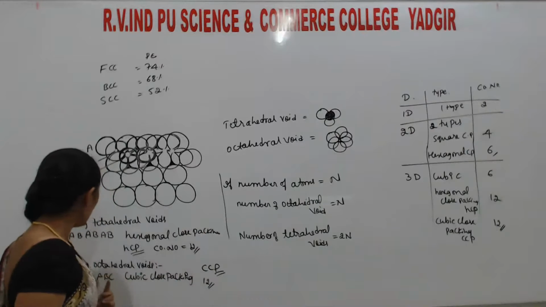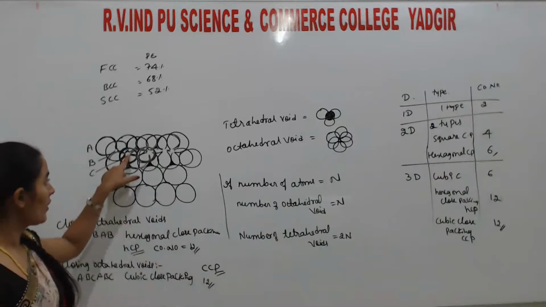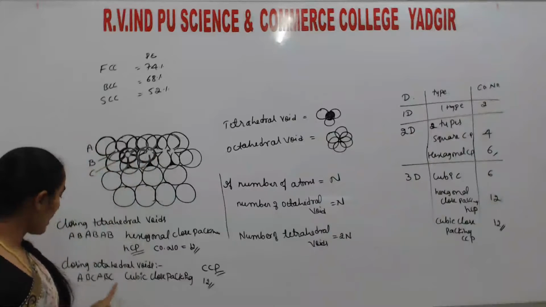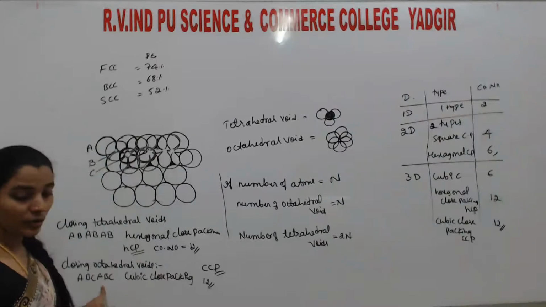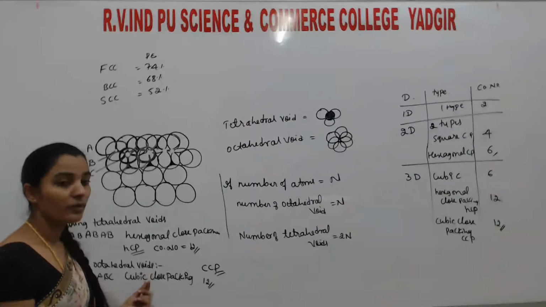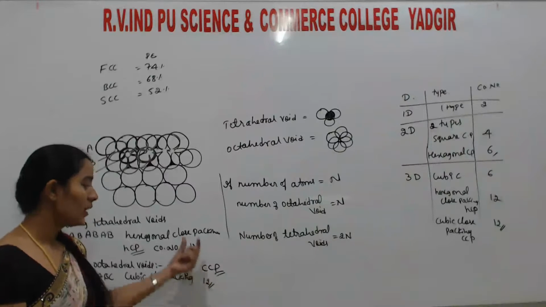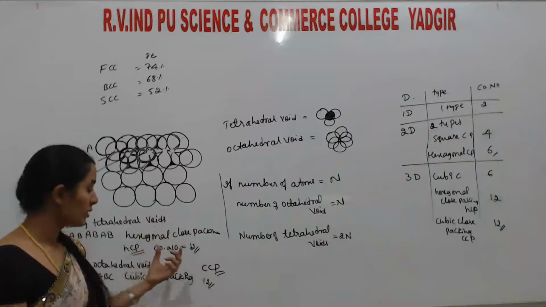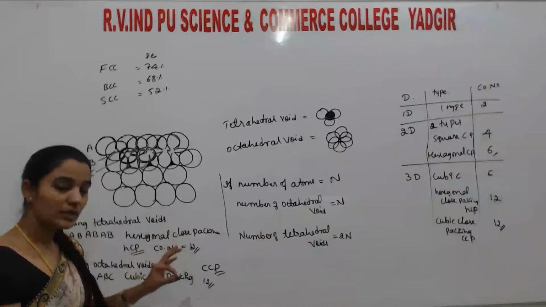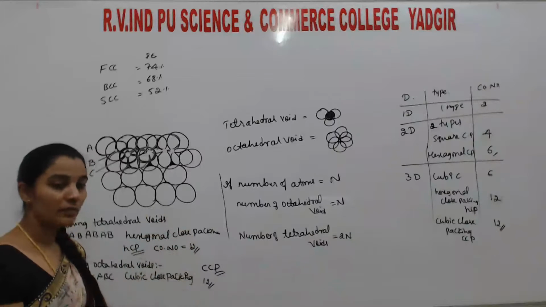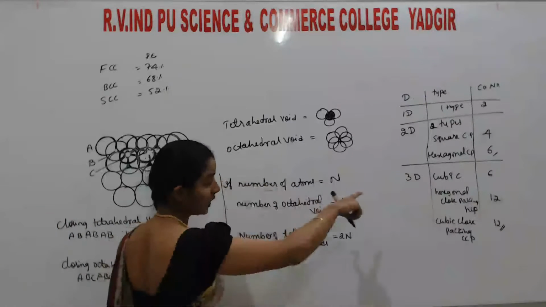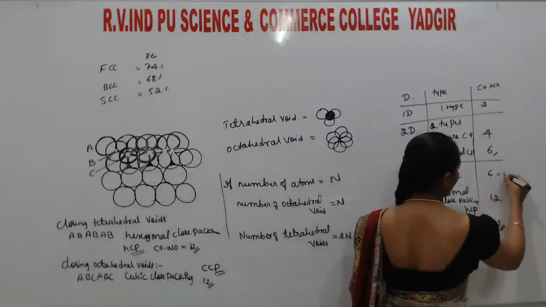Next, another one is closing octahedral voids. Octahedral voids are here. So first layer is here, second layer is here, third layer is here. If the third layer is not equal to the first layer structure, that is ABC type arrangement, then they form cubic close packing, CCP. In both cases, the coordination number is 12. So students, here FCC, HCP, CCP all have the same type of arrangement. And remember another one, that is SCC.